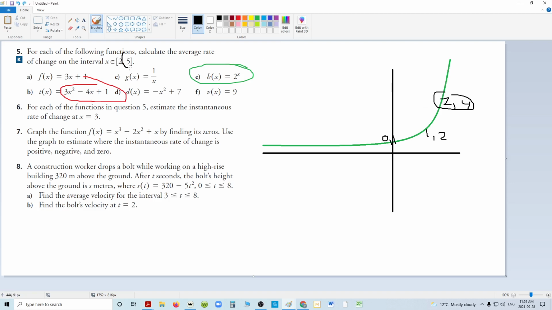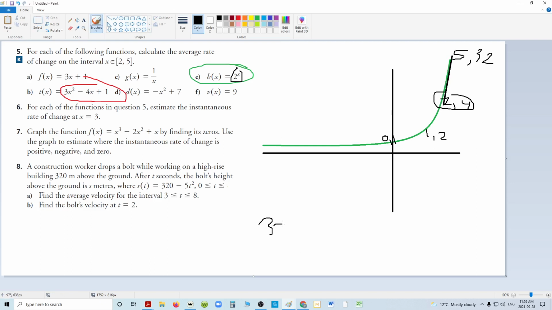And so I can jump right to 5. When x is 5, y is 2 to the power of 5, which is 8, 16, 32. So when x is 5, y is 32. So taking a secant line between those two, it's clear that my graph is going to be very positive, and very steep.